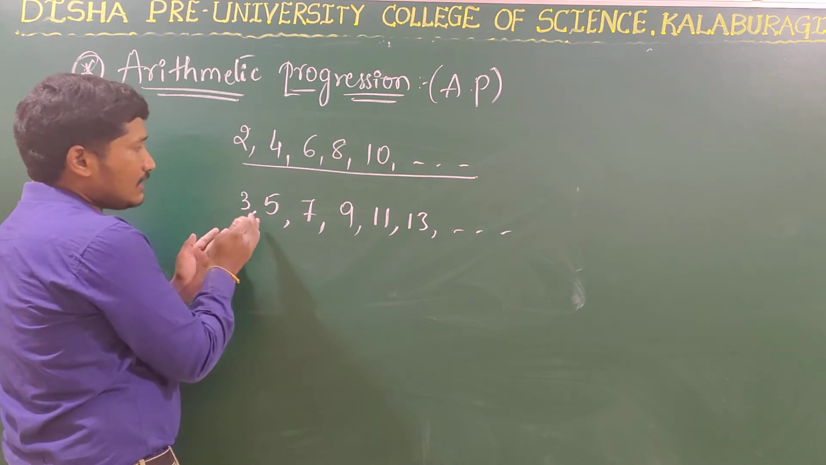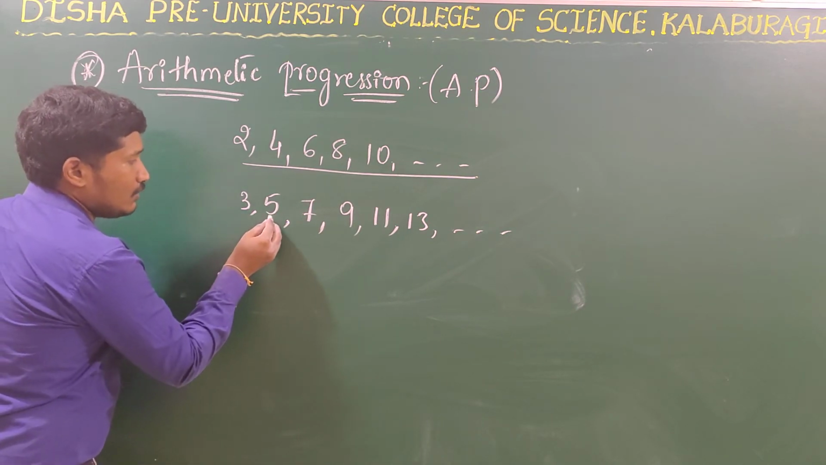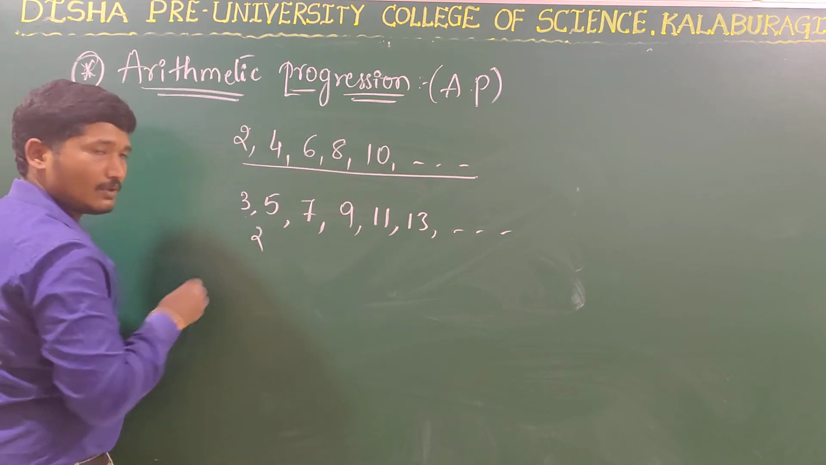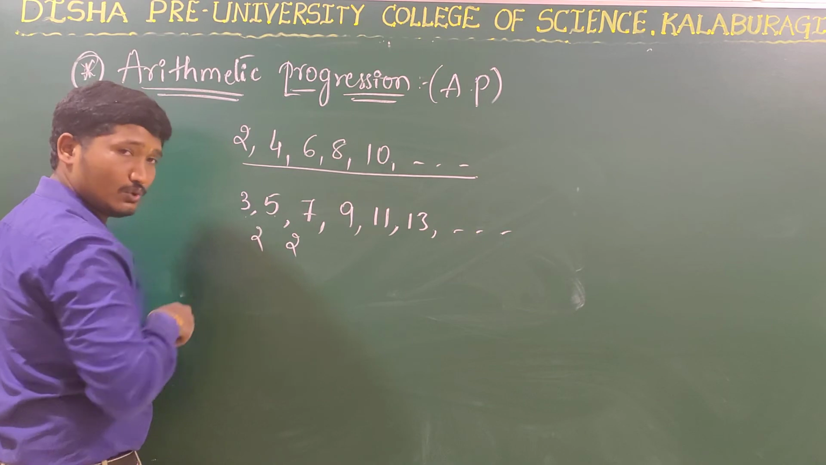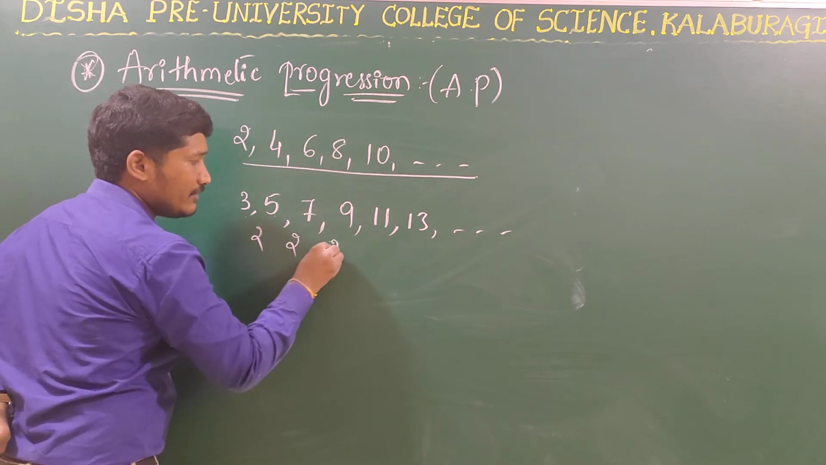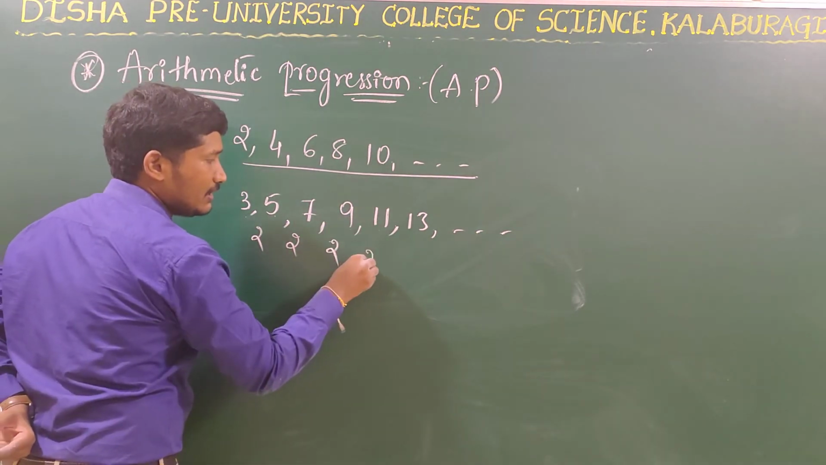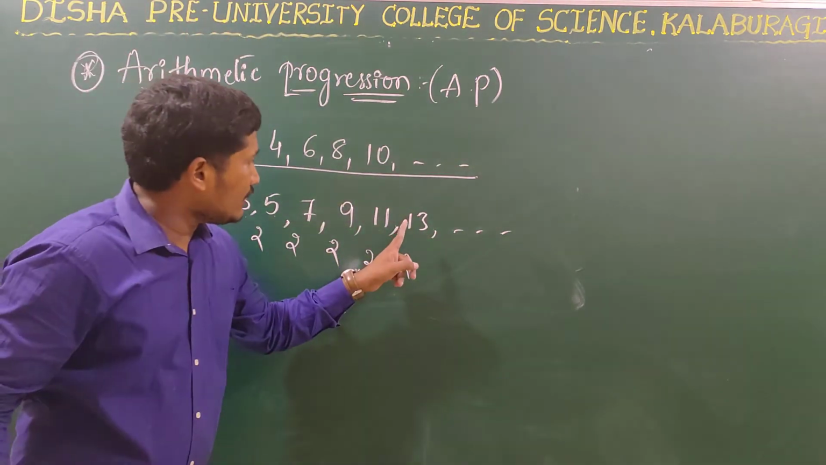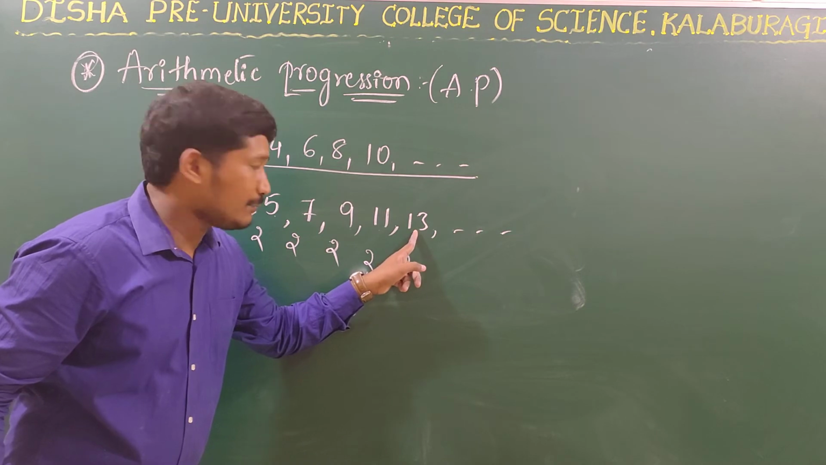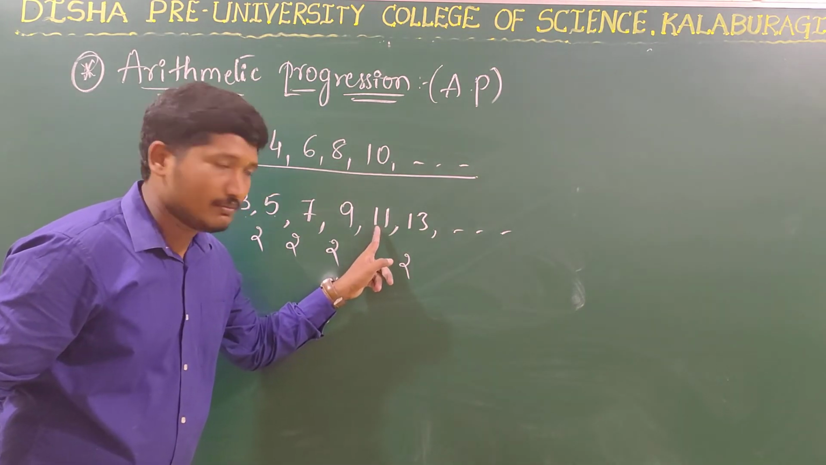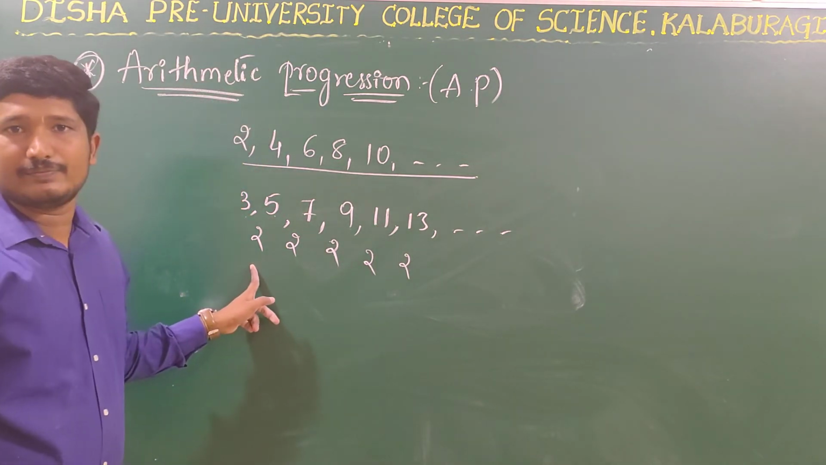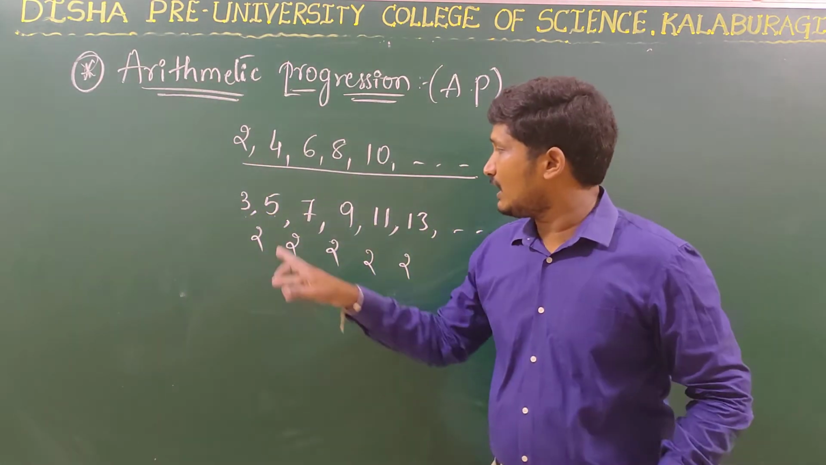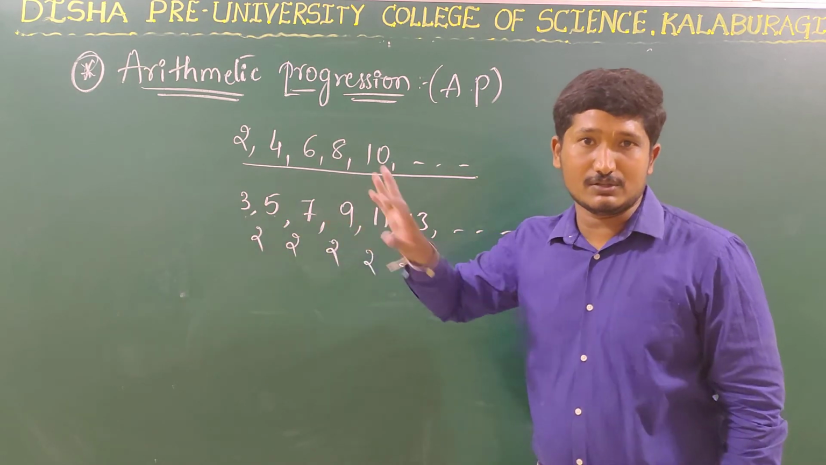So now let us see what happens here. What is 5 minus 3? 2. What is 7 minus 5? 2. What is 9 minus 7? 2. 11 minus 9? 2. 13 minus 11? 2. It goes on. Whenever you take a term and subtract the previous term from it, you are getting the same answer, right? That is, the difference is common. We are getting the common difference.